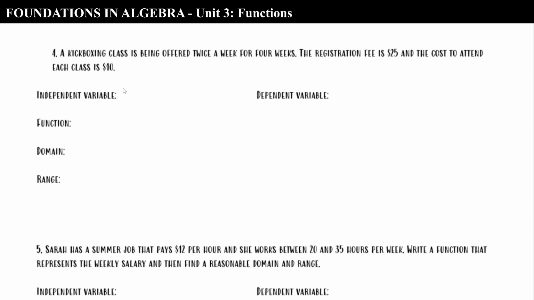So we are going to have a series of values once again. The independent variable, our input, is the number of classes we attend. So number of classes attended. Our dependent variable is going to be the total price paid or the total spent.